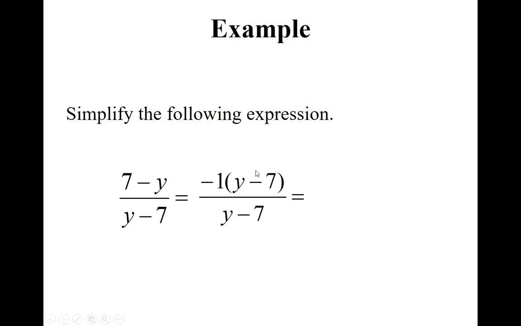Now that we've written it with that factor of -1, now that we see a y minus 7 and a y minus 7, we can cancel. Before, we couldn't cancel. They weren't the same thing. But now that we can, the y minus 7's cancel, leaving us with just -1. An opposite over an opposite is -1.